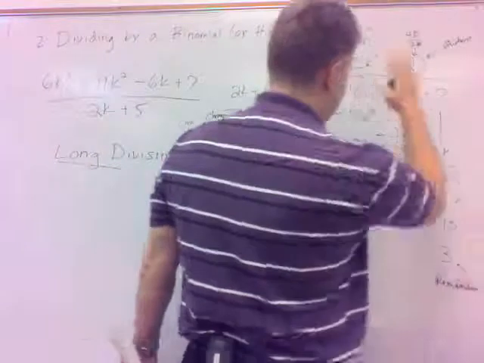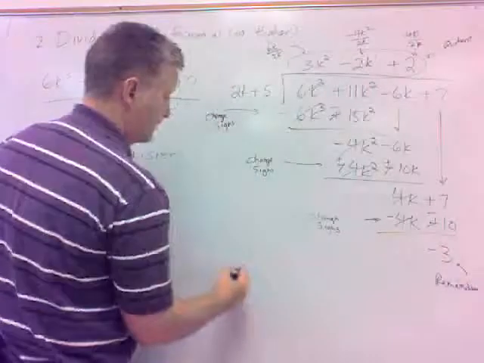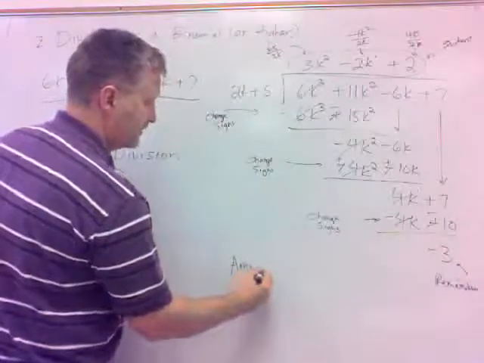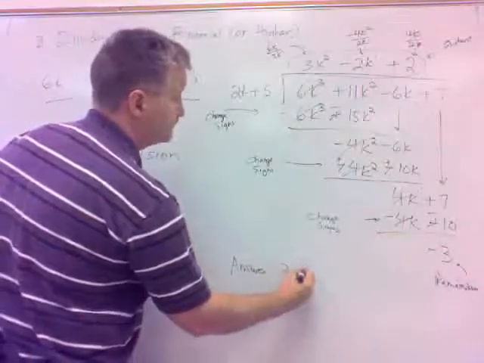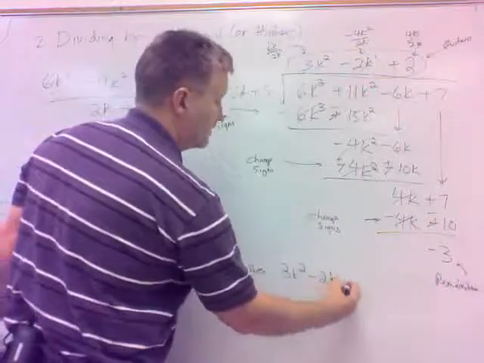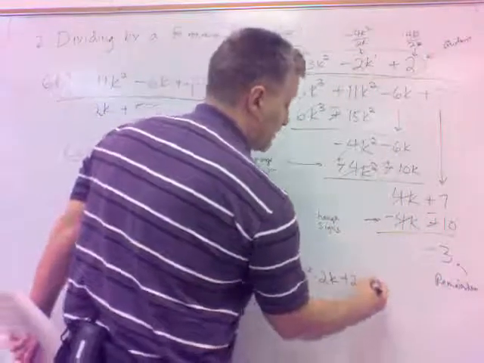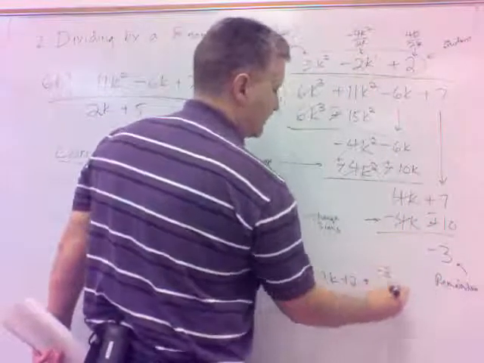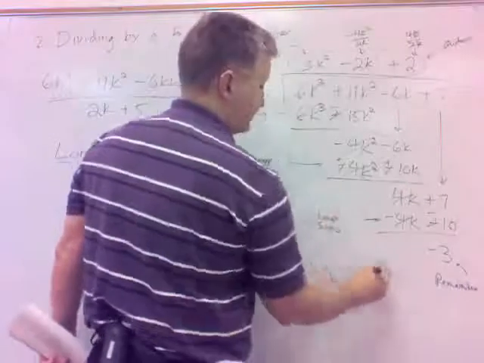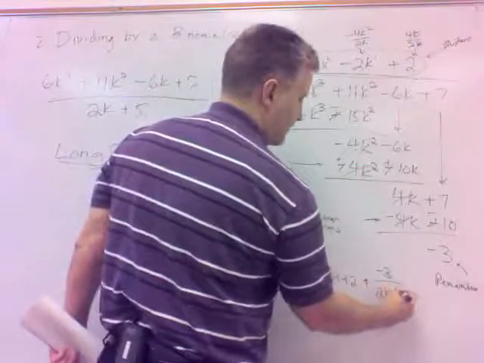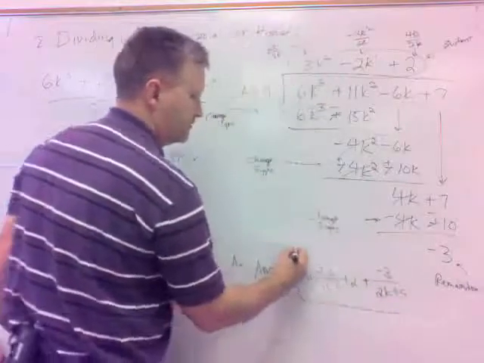And yeah, you can write it up there. Let me just rewrite it down here. As far as the answer goes, you take your quotient, 3k squared minus 2k plus 2, and then add to that the remainder, negative 3 over the divisor 2k plus 5. That's how answers should appear.